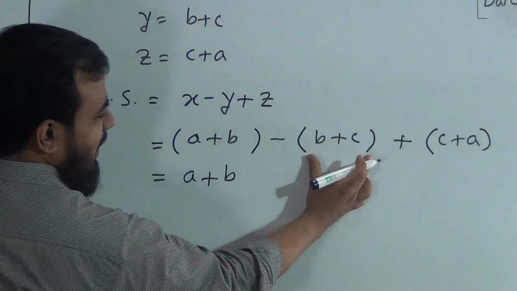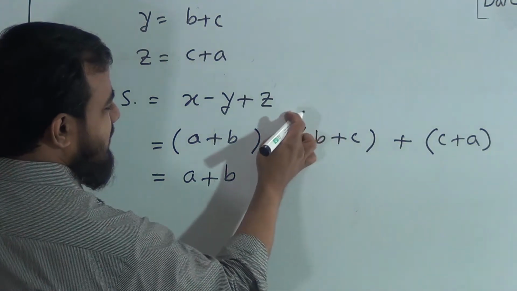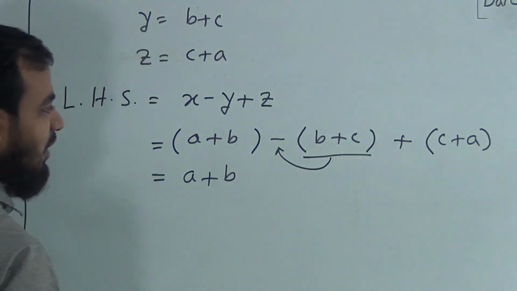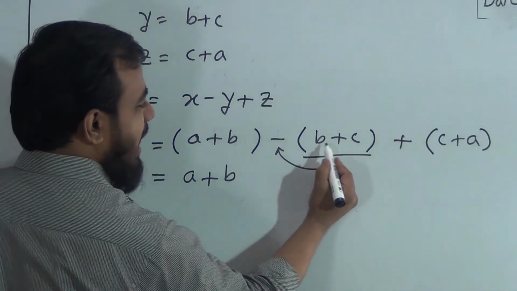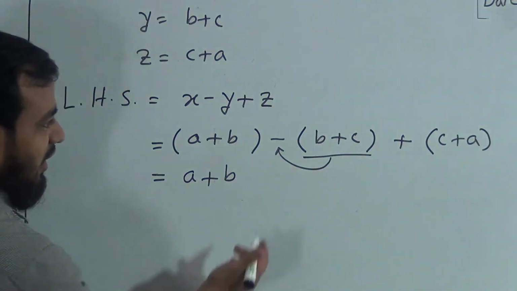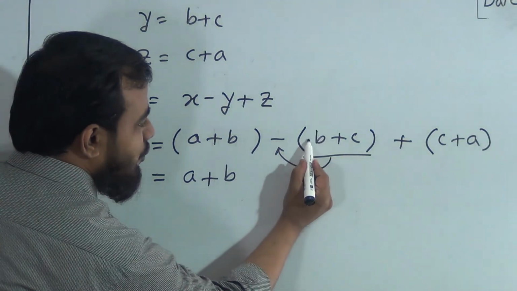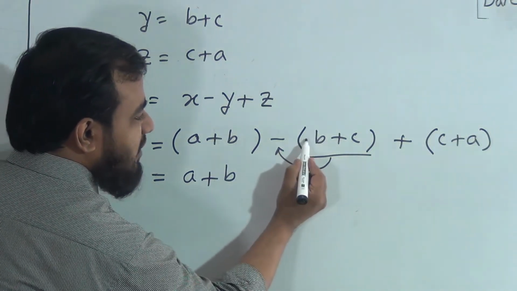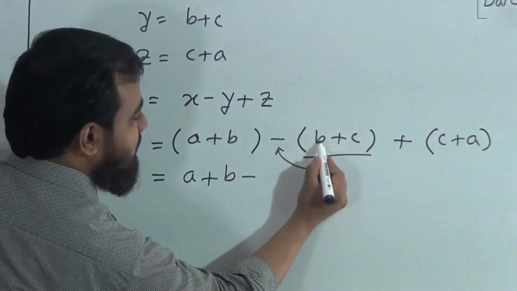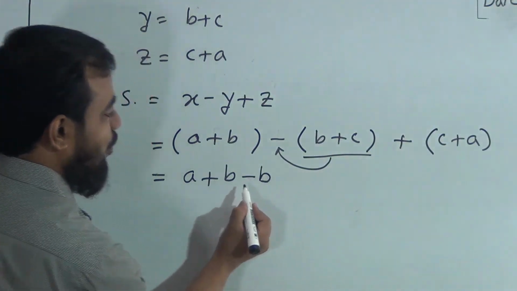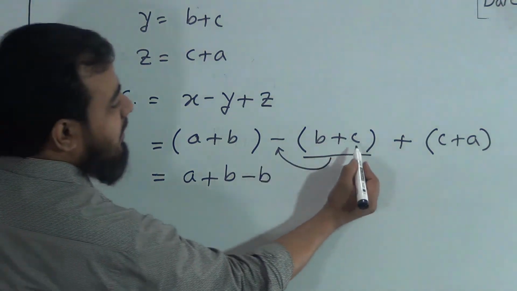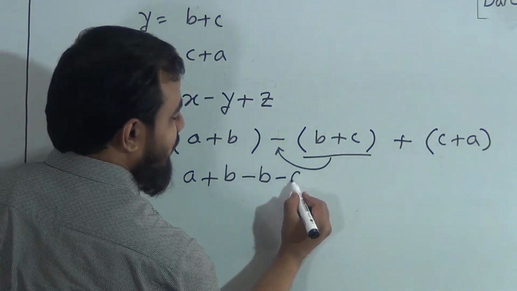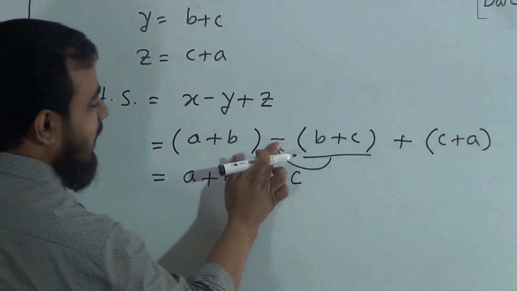But this bracket, b plus c, has a minus sign before it. That is why all the terms, that means b and c, will exchange their sign. In front of b we have no sign, that is why it is plus sign. So the plus sign will be changed to minus sign. This b will take minus sign in front of it. Okay. And this c has plus sign, so this plus sign will become a minus sign in front of c. It is minus c. I think you have understood.